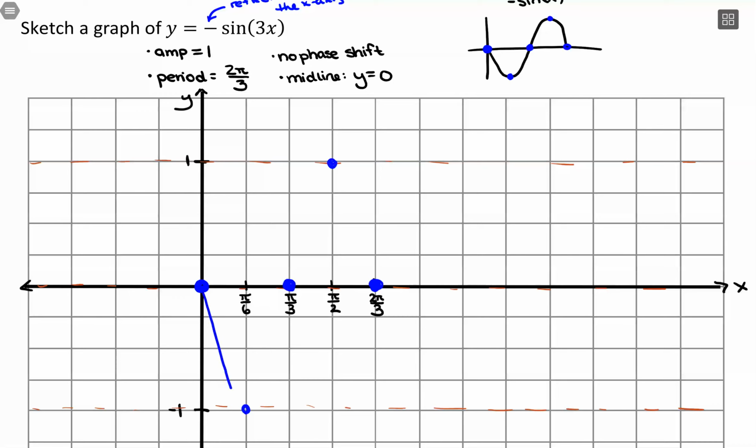So with that, you can see one period of our graph from 0 to 2 pi over 3, amplitude of 1, midline of 0. And then from there, I'm just going to continue these points on so that we can see our graph stretched out. But once you set that single period, that should set you up for the rest of your graph.